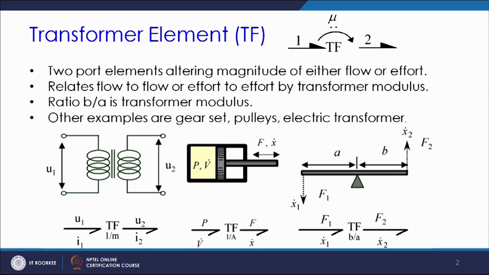Likewise, we can define the transformer modulus for a lever. So, here in the input side the effort variable is F1 and flow variable is x1 dot, and at the output side say effort variable is F2 and the flow variable is x2 dot, and by seeing this figure we can find out the modulus is B by A. So, this B by A will be modulating the velocity or the effort.